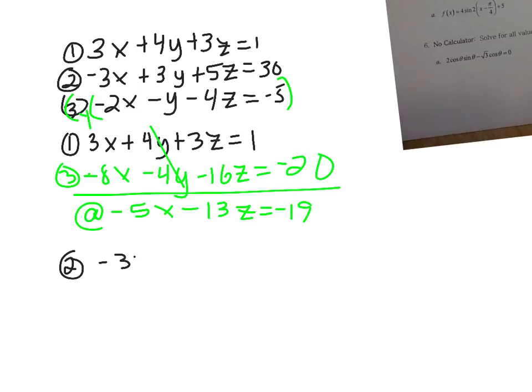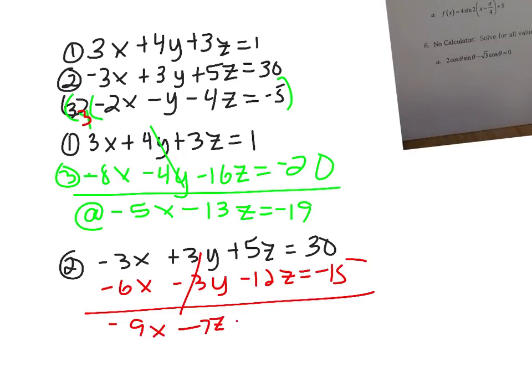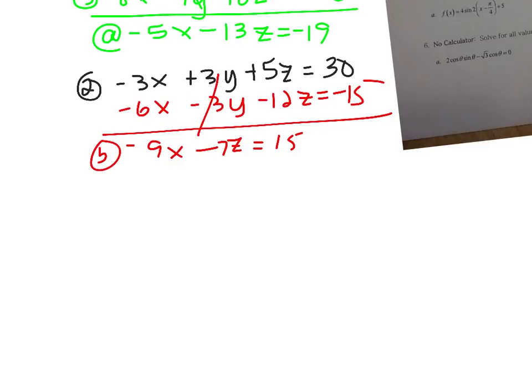All right, so I'm going to keep equation 3, and now I'm going to work with 2 and 3. So 2 is negative 3x plus 3y plus 5z equals 30. And now instead of multiplying equation 3 by 4, I'm going to multiply it by 3. So that's going to be negative 6x minus 3y minus 12z equals negative 15. So negative 3y, positive 3y cancel. So I have negative 9x minus 7z equals positive 15. And that's equation B.